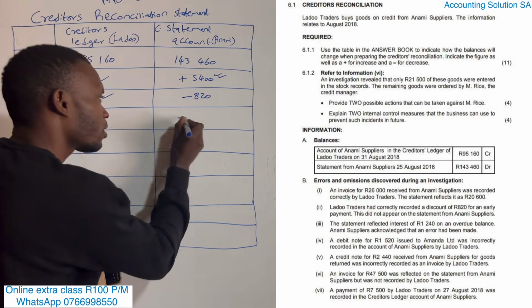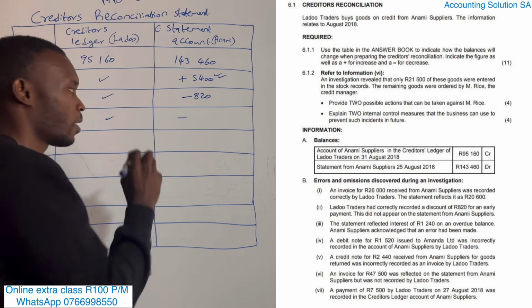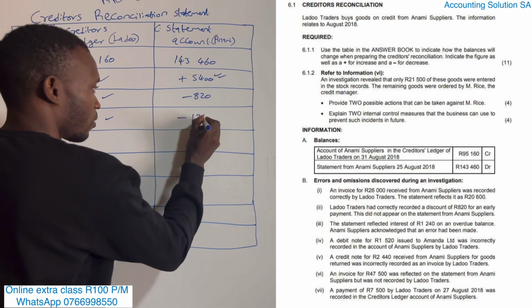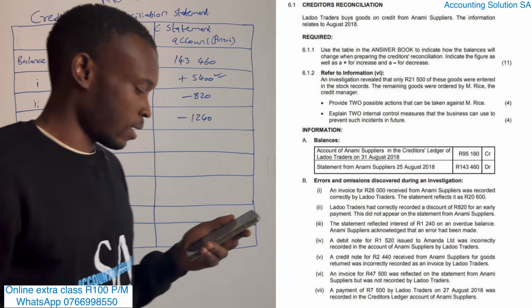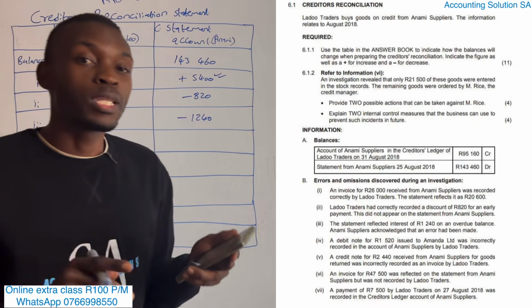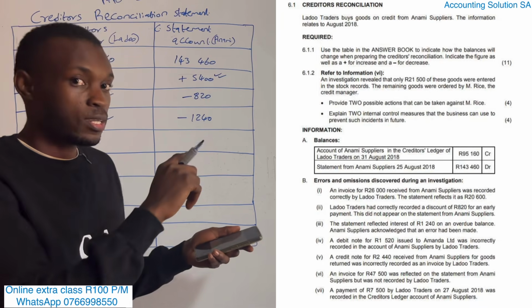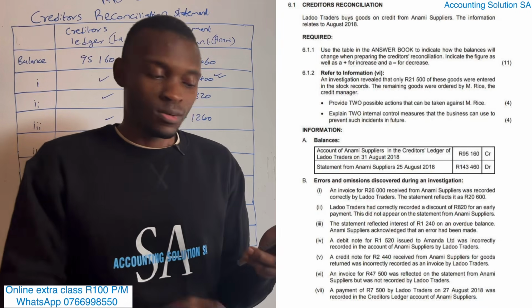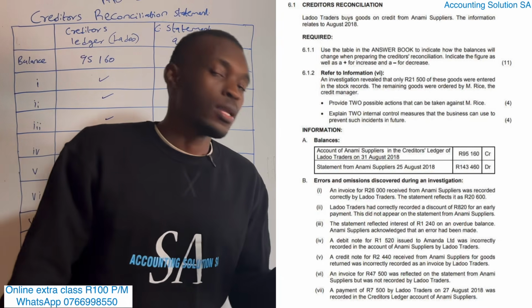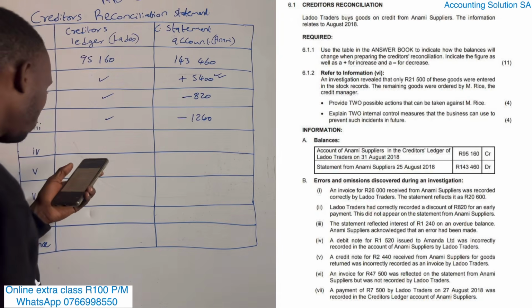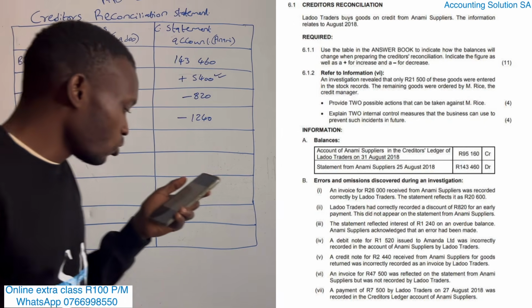We must rectify that. This side, there was no problem. We must rectify what they charged us, which is 1,240, just like that. We have to subtract because they added it and it was increasing liability. Now we are subtracting to show that there is no liability by Ladu, our business. Okay. Number 4, a debit note.